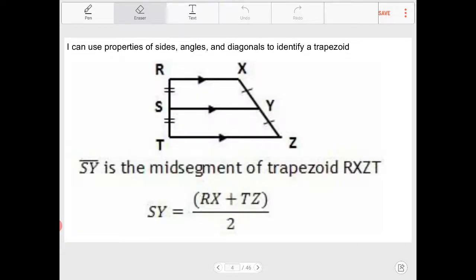There's also another property associated with any trapezoid, and that is if we have a mid-segment, and the mid-segment is exactly like what it sounds like. It is a line drawn through the middle of the trapezoid. So in a trapezoid, if a mid-segment is drawn such that the two sides that are not parallel are bisected, the length of the mid-segment can easily be found by finding the average of base 1 and base 2. Base 1 being the length of the top side, and base 2 the length of the bottom side.